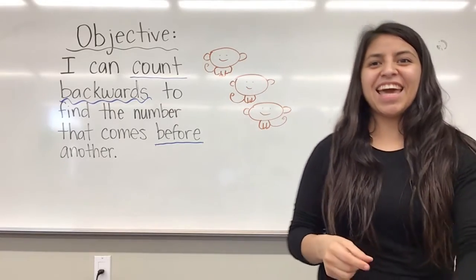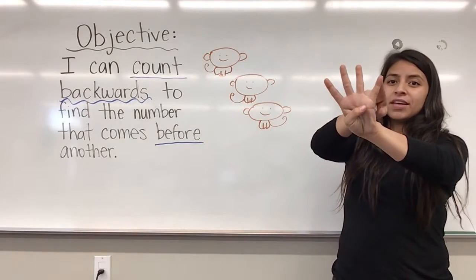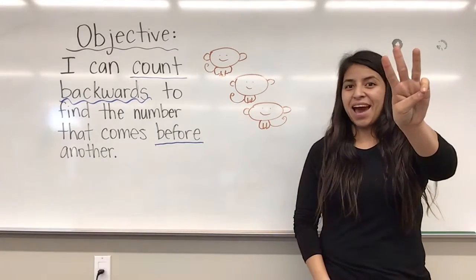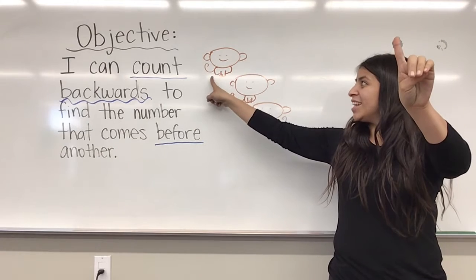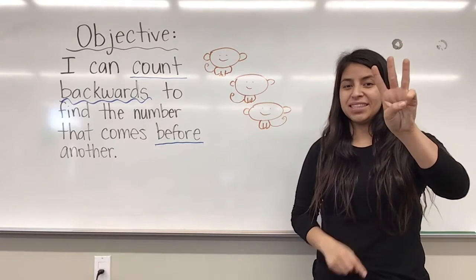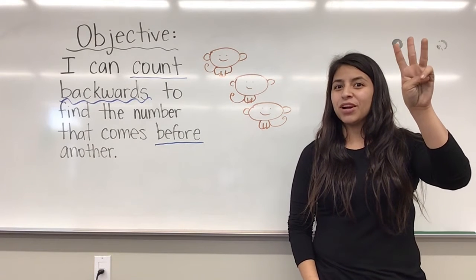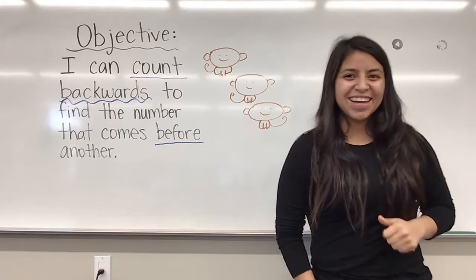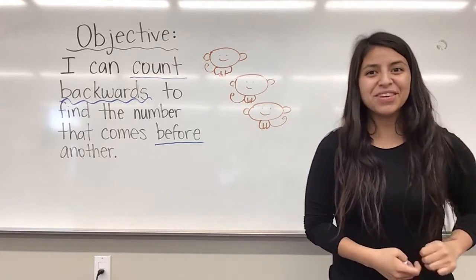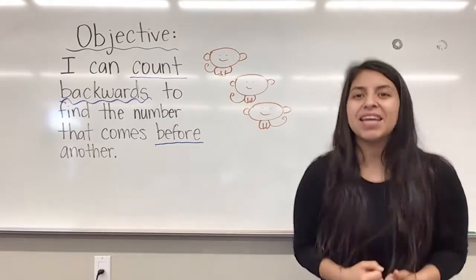All right, TK, so we had 4. 1 hopped off. Now how many do we have? 1, 2, 3. We have 3 monkeys. So we had 4, 1 went down. So the number before 4 is 3. All right, let's keep going. Now we have 3.